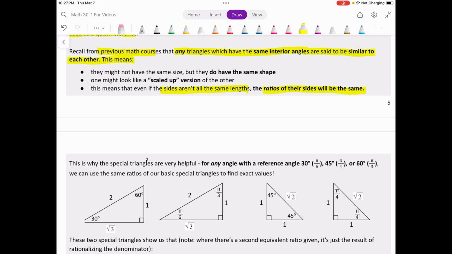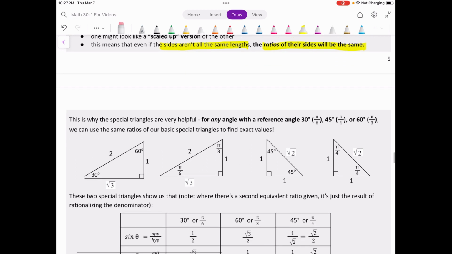And in trigonometry, what are we doing? Sine, cos, tan, cosecant, secant, and cotangent. What are all of those? They are ratios of one side to the other. And this is the power of these special triangles.